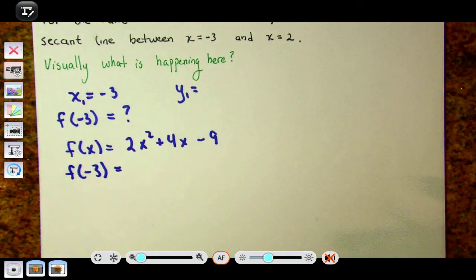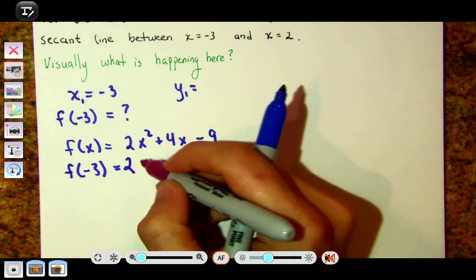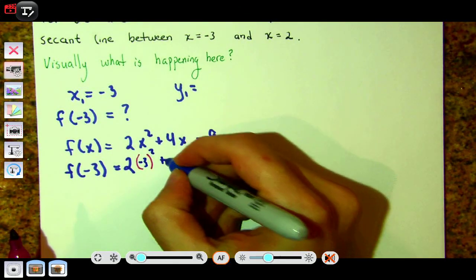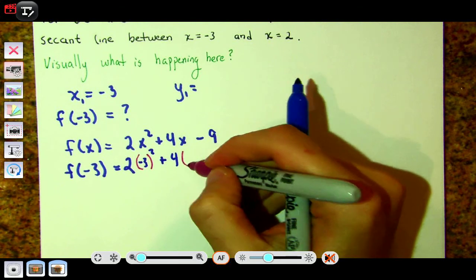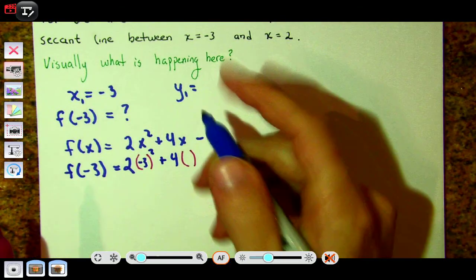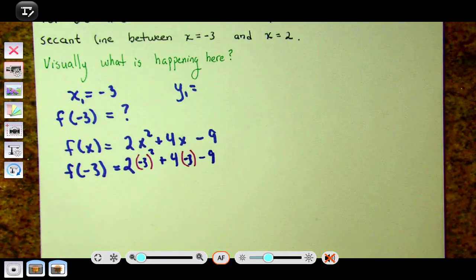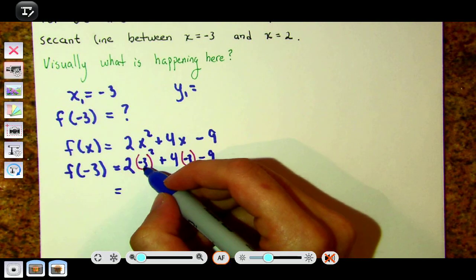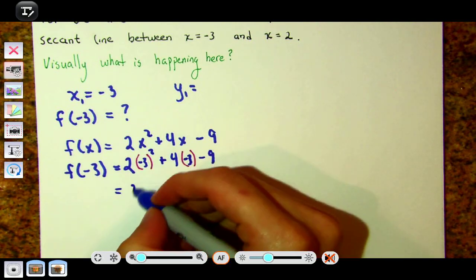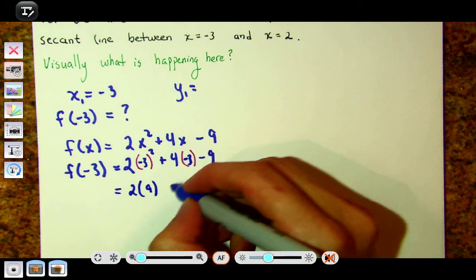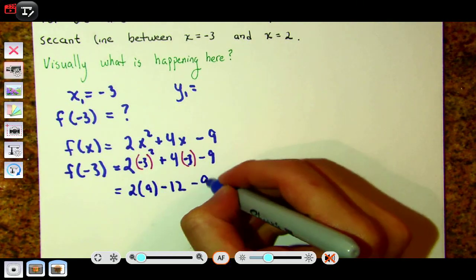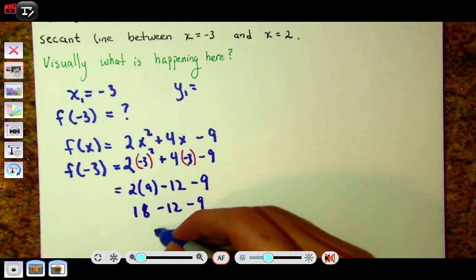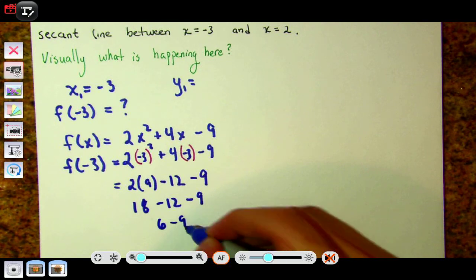This will be 2 times -3 squared plus 4 times -3 minus 9. Okay, so now here, if you do 2 times -3, my heart will break, right? You have to do the -3 squared first, which is 9, so it's 2 times 9. 4 times -3 is -12. This is -9. So now you have 18 minus 12 minus 9. 18 minus 12 is 6. 6 minus 9 is -3.